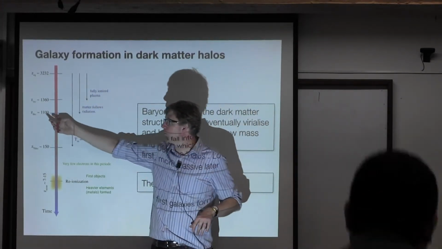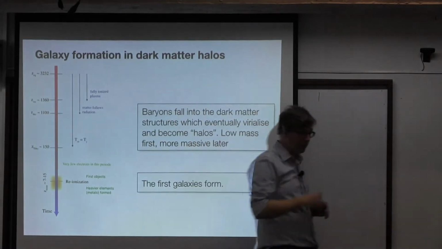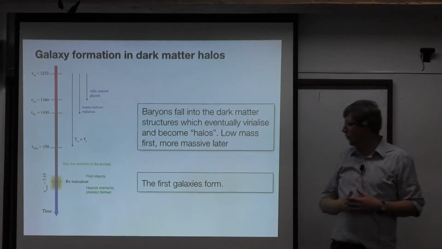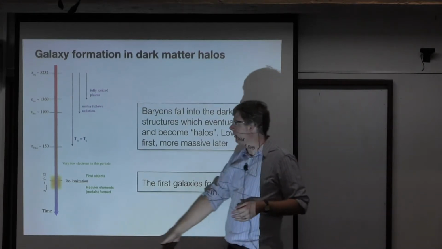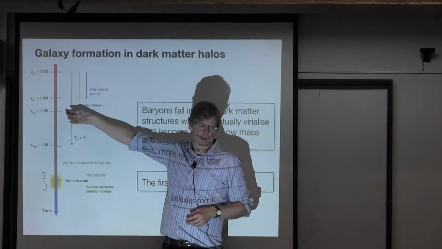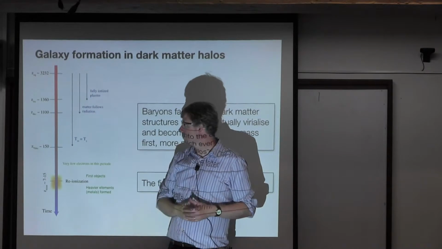And that happened at a redshift of about 1,000. That's the furthest back you can see. This is basically an optical depth of 1. Beyond here, you can't see anything.